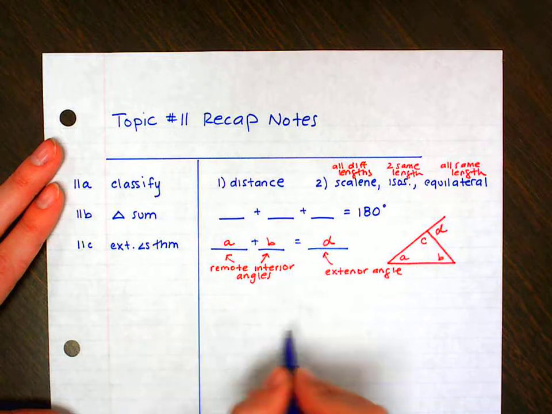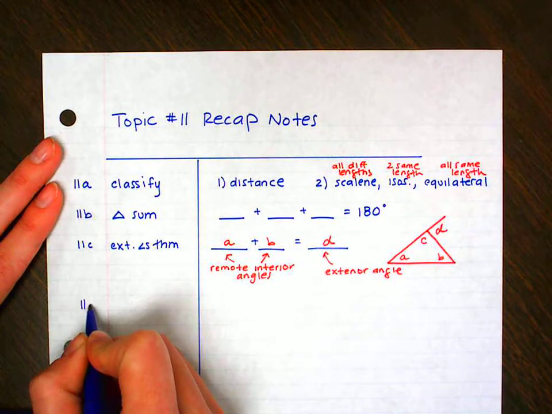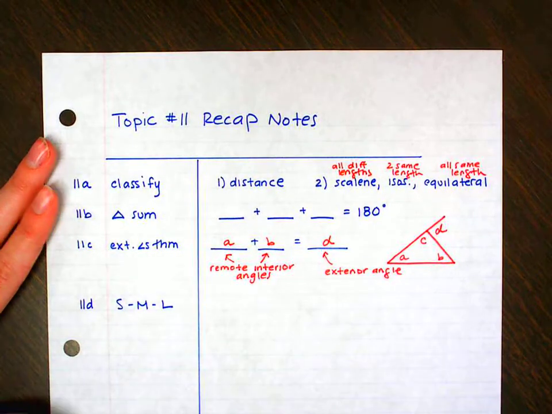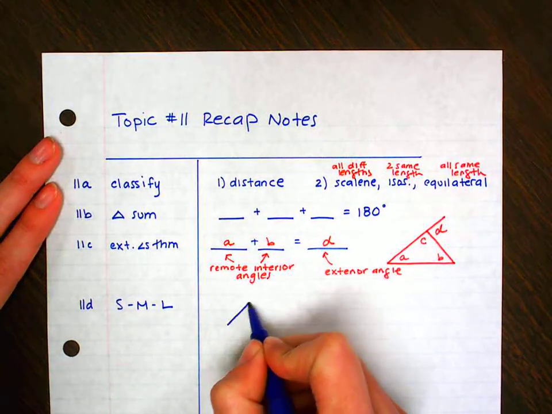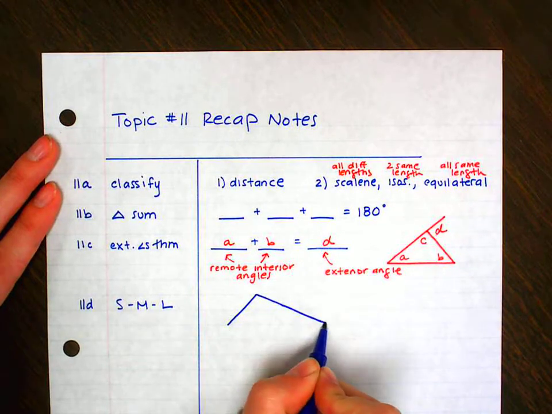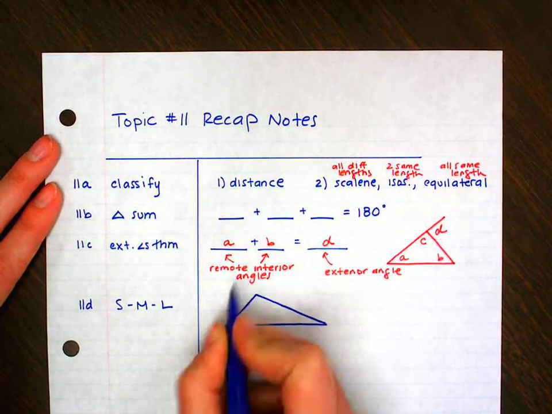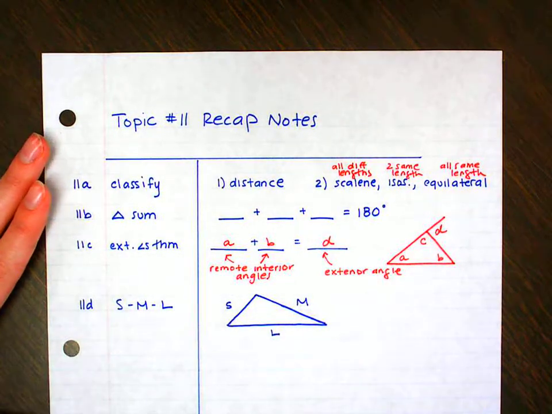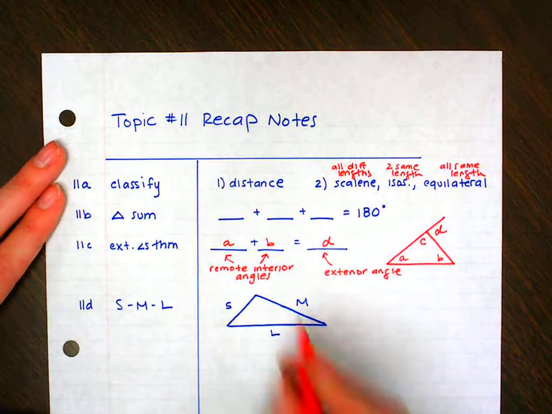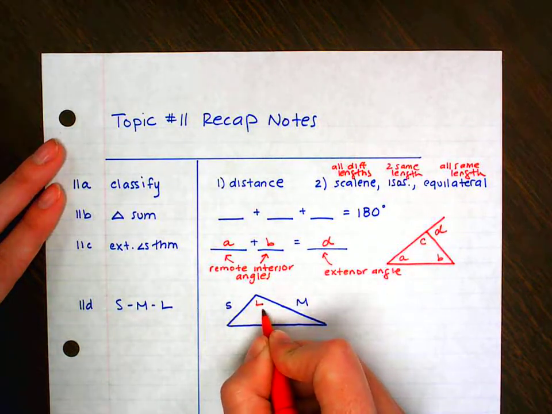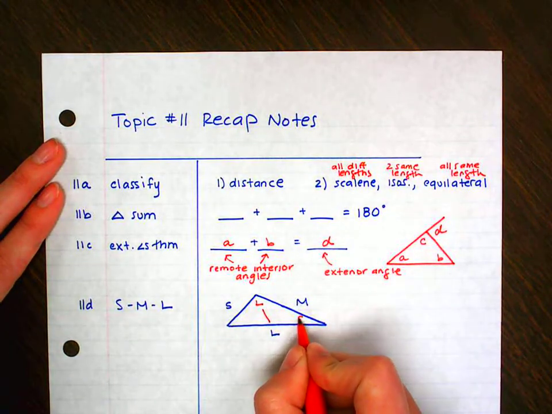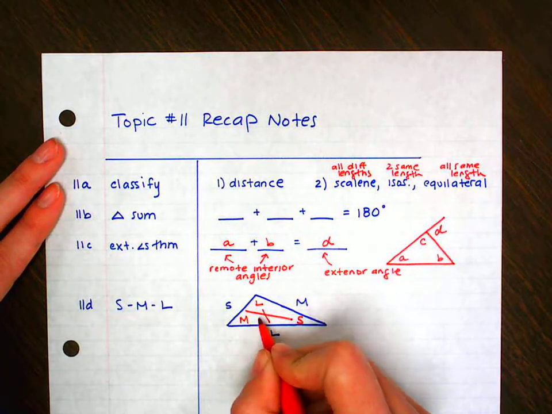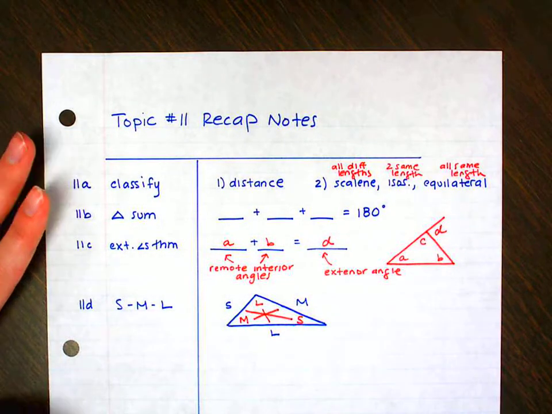Okay, 11D shows us that if I have a triangle with a short side, a medium side, and a long side, then the largest angle is going to be opposite the largest side. The smallest angle is going to be opposite the smallest side. And the medium side angle is going to be opposite the medium length side. Okay? I call this SML.